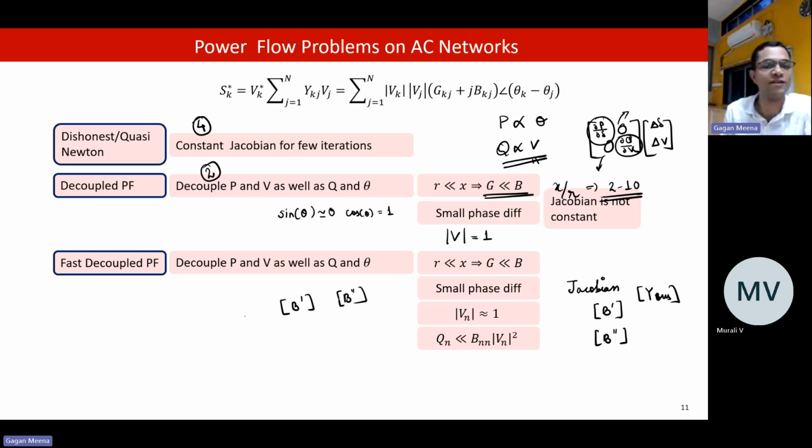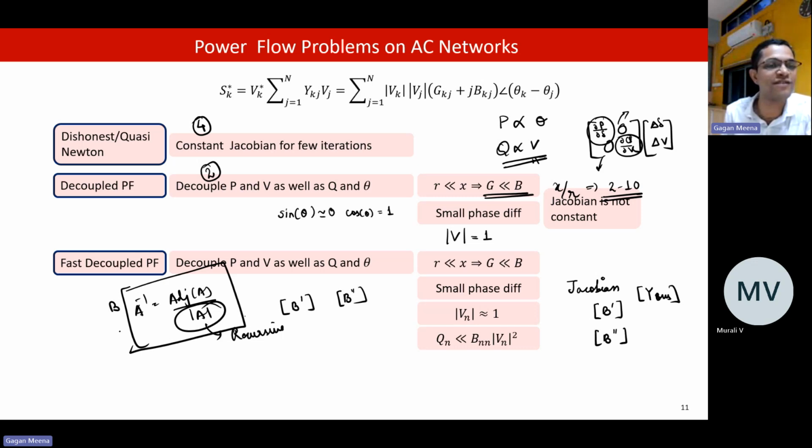We never do this. We say the inverse of A is adjoint of A divided by determinant of A. Determinant is iterative. It's a recursive operation. So calculating A inverse for a very large system takes time. It's an iterative process. We never use this way. That's why we use different methods.